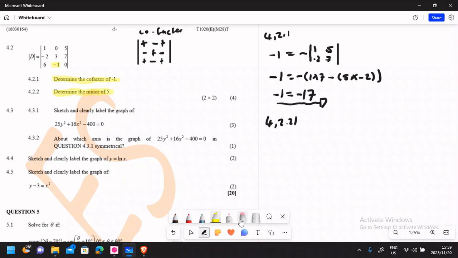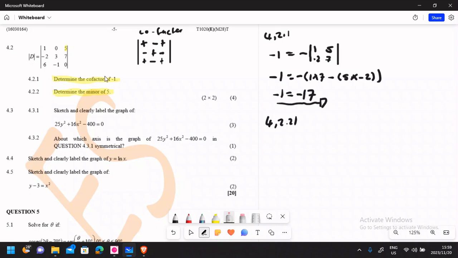Now, they gave us the minor. Let's read that. They say determine the minor of 5 there. All right, so we need to find the minor of 5. So let's highlight 5. So 5 is here, as you can see. Now, how are you going to do this? We do it exactly like the first one here.